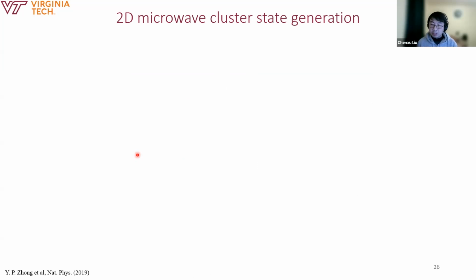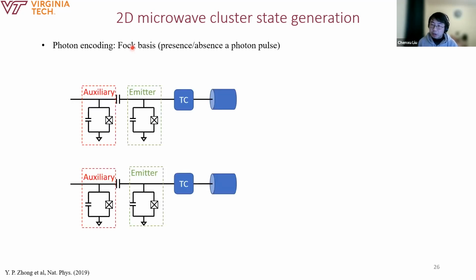So in our corresponding microwave proposal, we propose to use the Fock basis encoding method to maximize the generated state fidelity. Here is our proposed generation circuit for superconducting qubits. We consider using multiple photon generation units, each of which consists of two transmon qubits, one as the auxiliary qubit and the other as the emitter qubit.